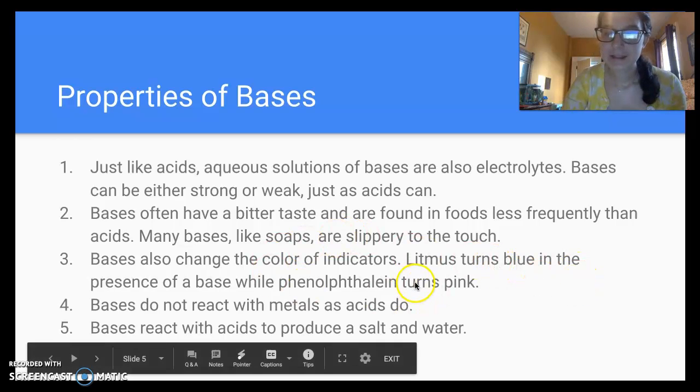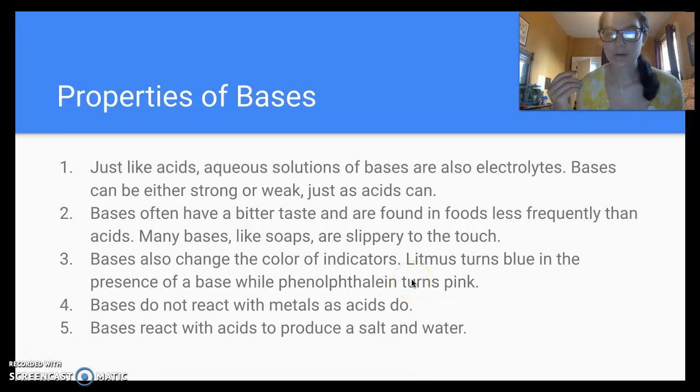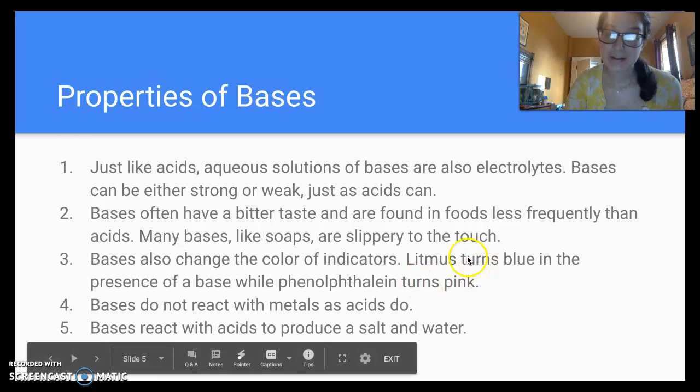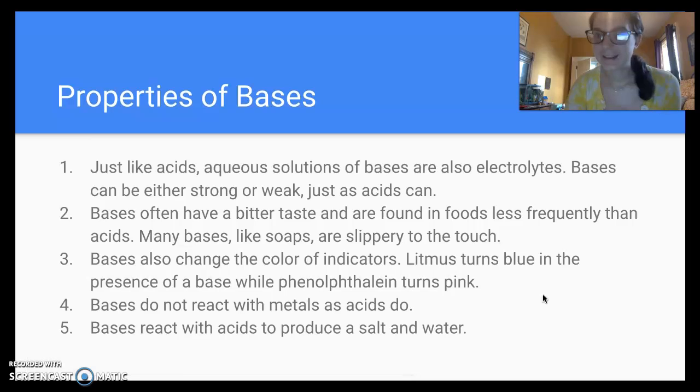So this phenolphthalein is typically used in what we call a titration experiment, where we start with something with the acid indicator in it that is typically clear, and then we titrate a base into it and then stop the titration when it turns pink. And it's just something that we can use to measure pH. But I will talk about titrations more later. Bases don't really react with metals in the same way that acids do. And again, bases and acids react together to produce a salt, which is a metal and a nonmetal in an ionic compound, and water.